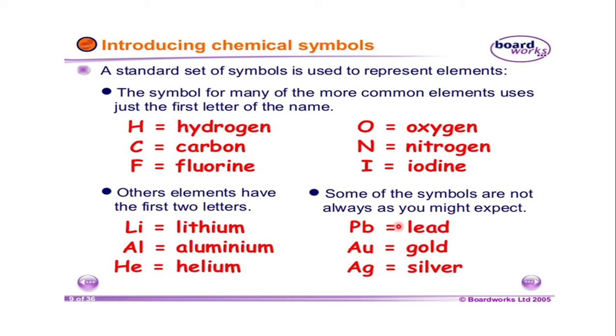And some elements have their symbols derived from Greek or Latin words. So Pb, as you see here, the letters P and B are not there in the word lead. It is derived from its Latin name called plumbum. Gold's symbol is Au, derived from its name aurum. Silver's symbol is Ag, derived from its name argentum. So you will learn about these in detail in future classes. So you should just remember some elements have their symbols derived from their Latin and Greek names, right?